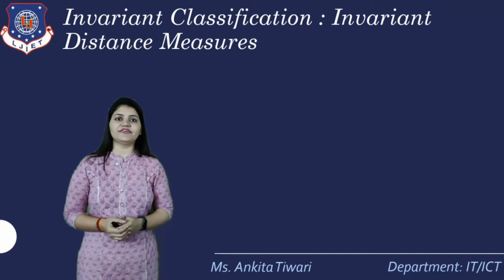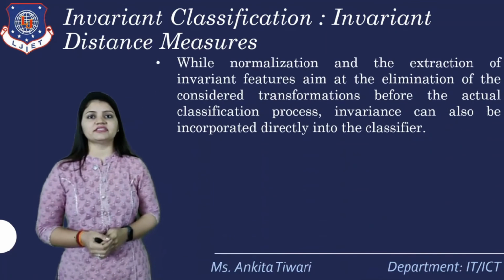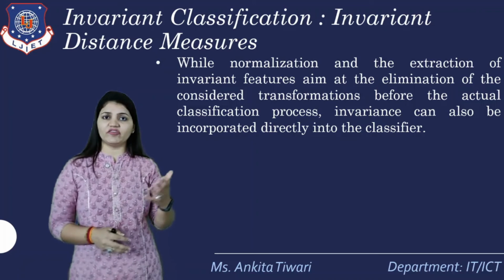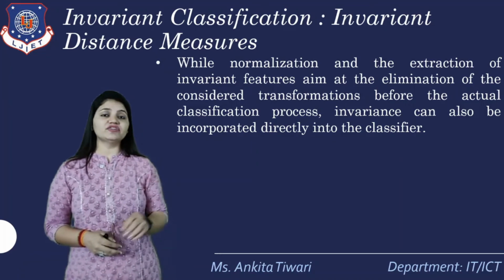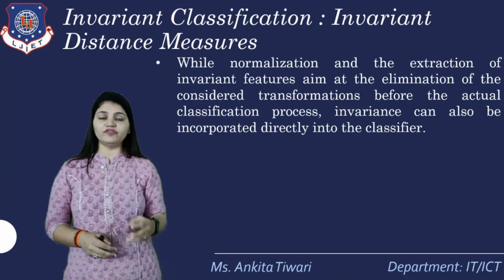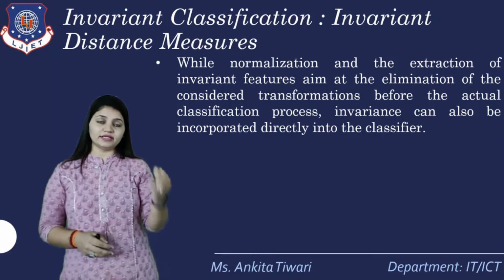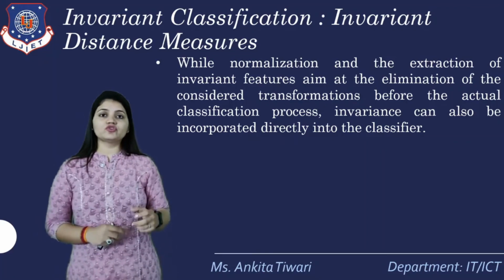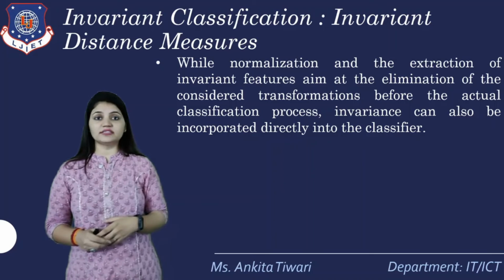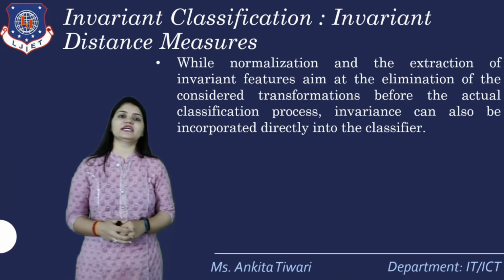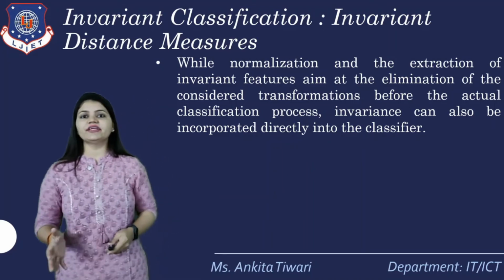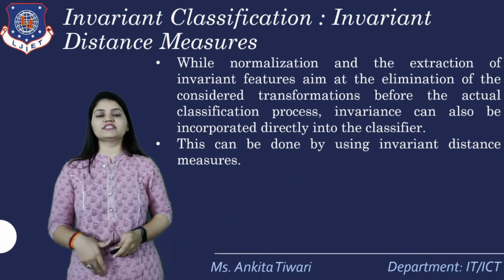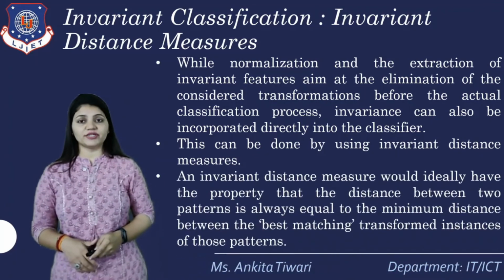The other classification we have is invariant distance measures. So normalization and the extraction of the invariant features that we have already discussed aim at the elimination of the considered transformations. We have talked about three transformations, that is rotation, translation, and scaling. These aim at the elimination of the considered transformations before the actual classification process comes. So invariants can also be incorporated directly into the classifier, where we are classifying. This can be done by using the invariant distance measures that we have.